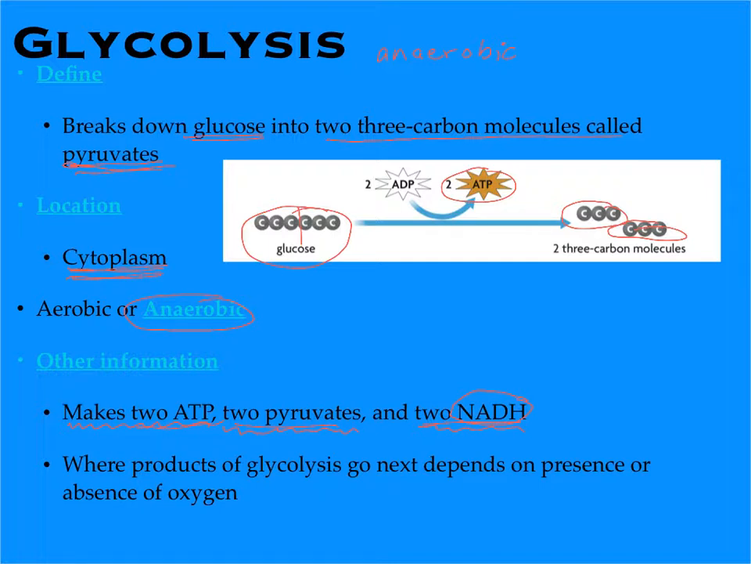Where these products go after glycolysis depends on whether or not oxygen is present. If oxygen is present, they will go to the second part of aerobic respiration called the Krebs cycle. If oxygen is not present, then these 2 pyruvates will go to fermentation pathways. Again, section 4.6.